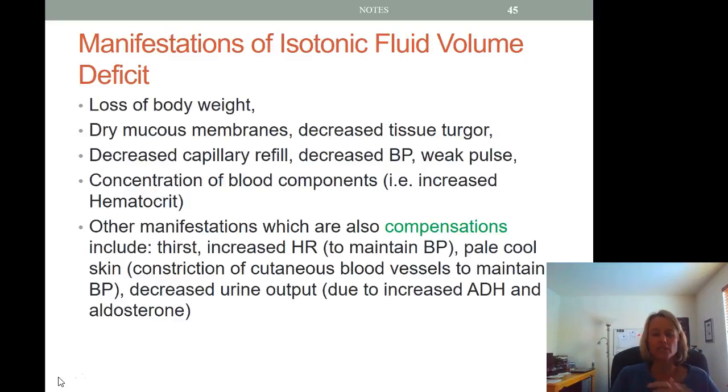There are some other manifestations which are also compensations that help to maintain blood pressure. These include thirst, an increased heart rate, pale, cool skin, and the pale, cool skin is due to constriction of cutaneous blood vessels, and this helps to maintain blood pressure. So it's going to help to increase the peripheral resistance and maintain blood pressure. It's also shunting blood to the core. We also see decreased urine output, and this is going to be due to an increase in ADH and aldosterone.